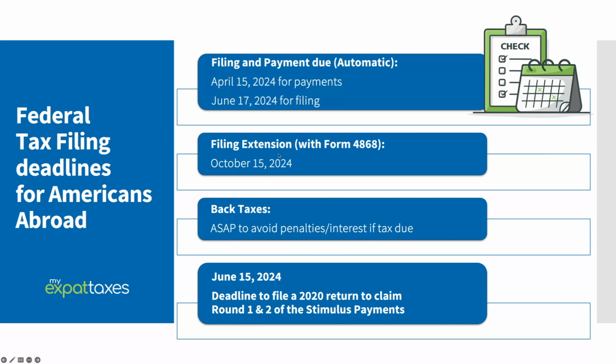There is one more extension until October 15th. If you cannot make it until June 17th, it's 17th here just because the 15th falls on a Saturday, there is October 15th. But this October 15th deadline is very easy again to get, but it's not automatic, because there is a form that needs to be filed. If you file with MyExpatTaxes and you sign up before June 17th, it is available for free automatically for everyone.